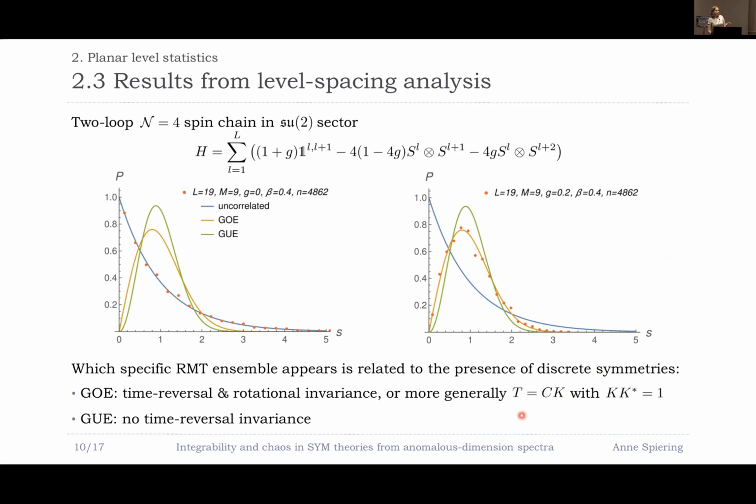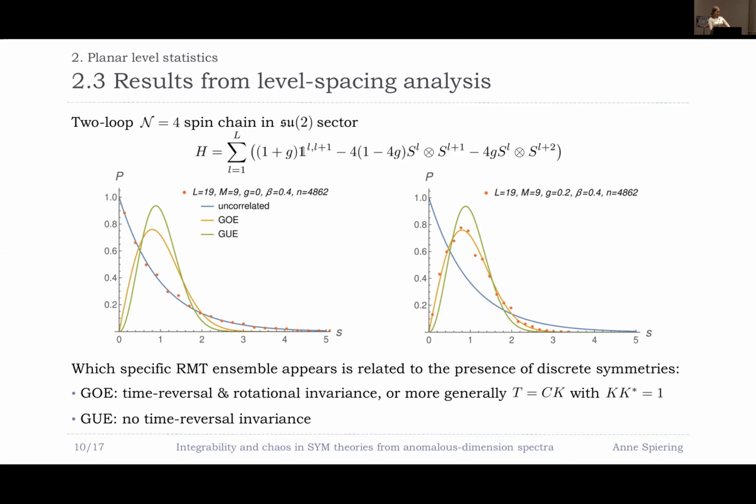For the Leigh-Strassler spin chain in the SU(3) sector, this construction breaks down, and we didn't find a time reversal operator. And indeed, if you have no time reversal invariance, this is related to Gaussian unitary ensembles, and this is exactly what we find. Okay, so now this concludes this level statistics analysis for the planar theories.